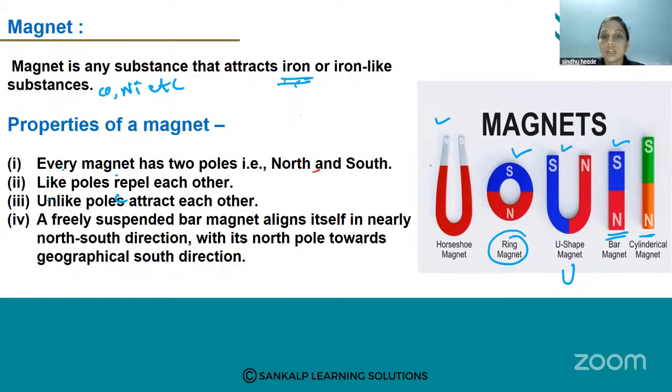See, this is all about the definition and types of magnets. A magnet is a substance which attracts iron or iron-like substances, and we can see many types of magnets. How do you differentiate these different types? Due to their shape, right? Based on the shape, we can see different types of magnets.